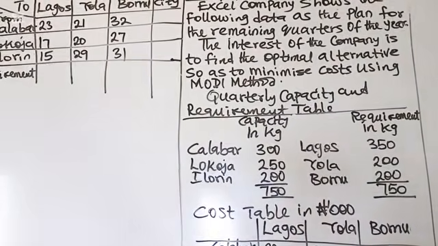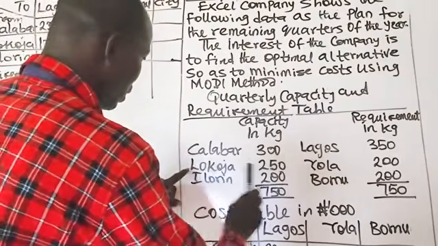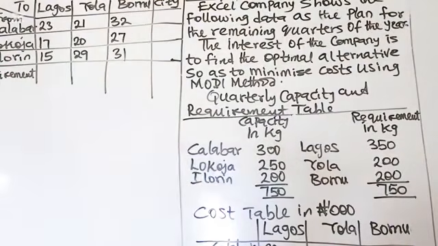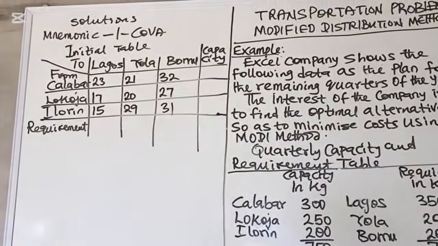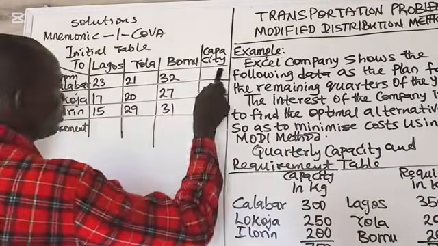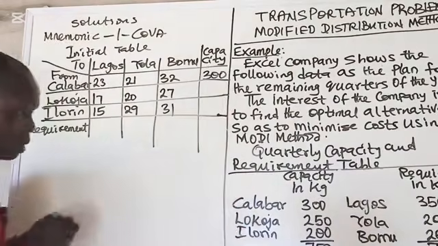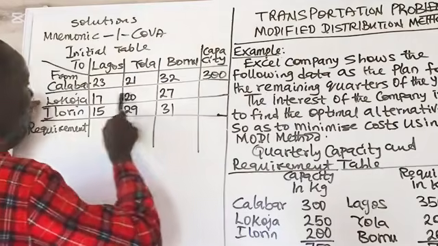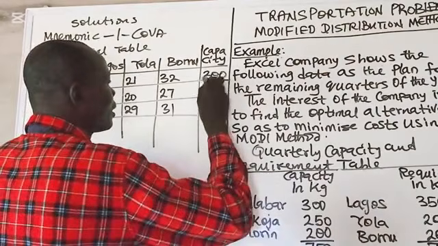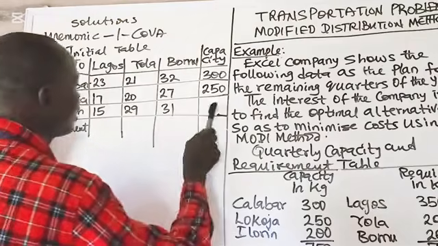The total is 750 each. The capacity: 300, 250, 200. Calabar 300, Lokoja 250, Ilorin 200. So now let's assign it. Calabar 300. This is Calabar, you trace it to it. Calabar total capacity 300. Lokoja, total capacity of Lokoja is 250. Ilorin capacity 200.